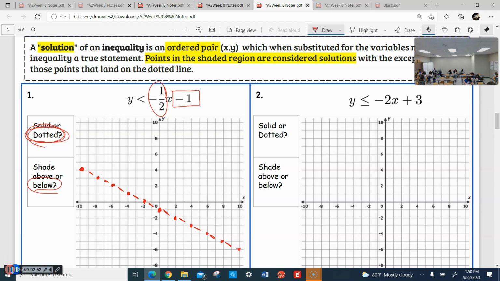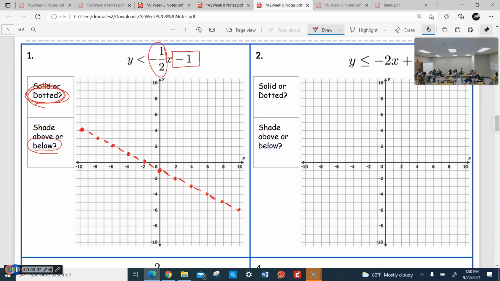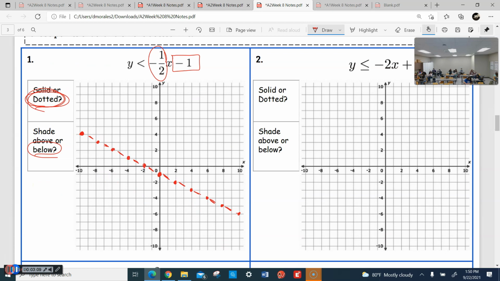So now we did our first part. We created our line. We made it dotted or dashed to show that it is just the border. And now it says shade below. And there's actually some nuances in the shading. You don't just color everything. You almost color everything, but here's the catch. Because with this line, our answers are not on this dashed line, here's how you're going to shade.